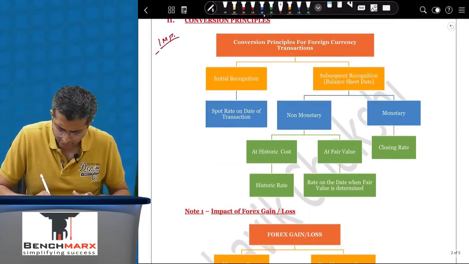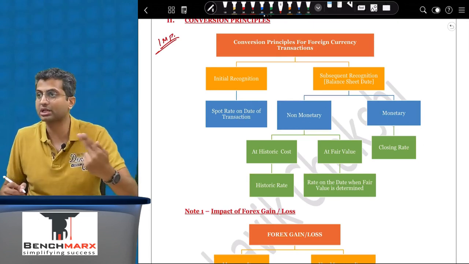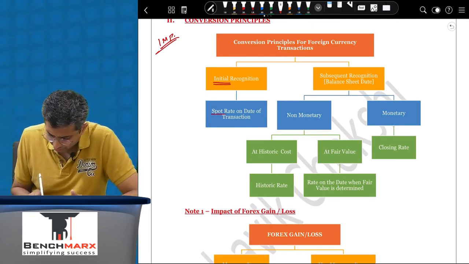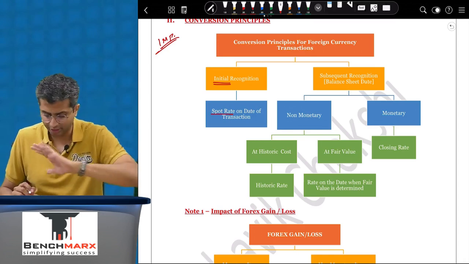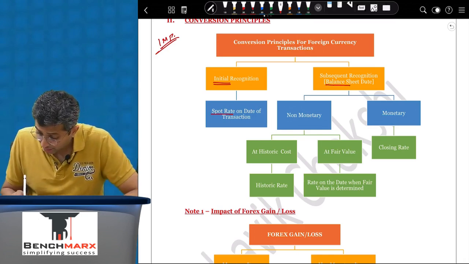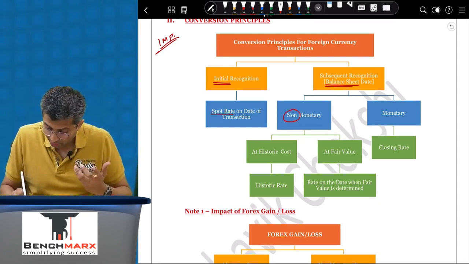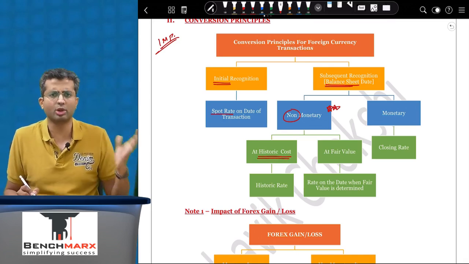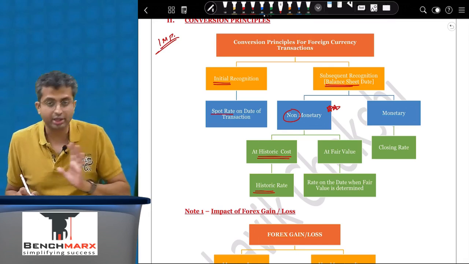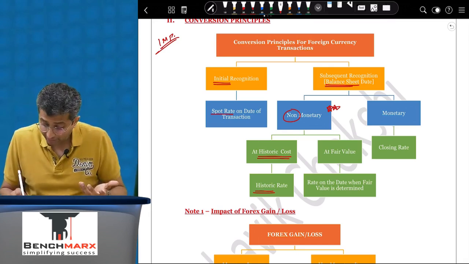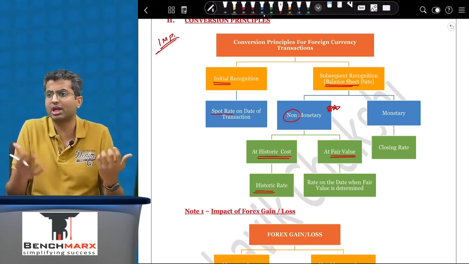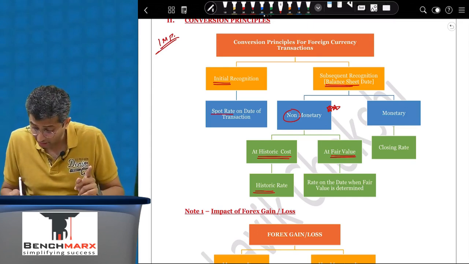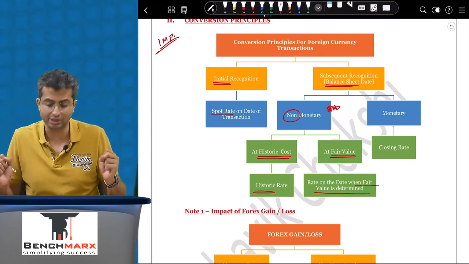This is an important chart. The conversion principles, this is for foreign currency transactions which is done by the entity. Initial recognition will be at the spot rate on the date of transaction, that is the date of sale. You will not change the income statement item. Subsequent recognition for the balance sheet date: for the non-monetary items, this is important, non-monetary items which are at historical cost, classic example, PPE using the cost model, you will take the historical rate only, that is the rate as on the date of the transaction. However, if these non-monetary items are to be at fair value, investment in equity shares which are at FVTPL/FVOCI, PPE using revaluation model, then you will take the rate on the date when the fair value is determined. An apples to apples comparison.